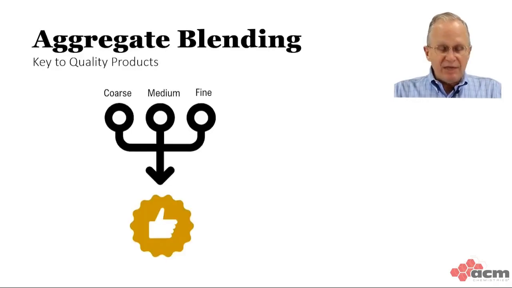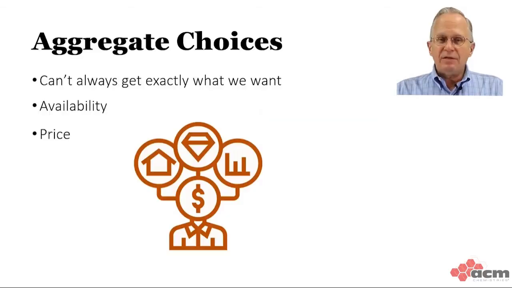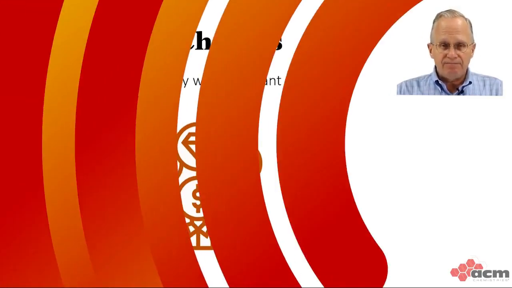We often blend 2 or 3 aggregates together so that overall they fit together very well and we make good concrete products. We may also choose an aggregate for its color, to be used as an accent in a split face or ground face block. The actual aggregates we choose will be dependent on the availability and cost of the options in our area.